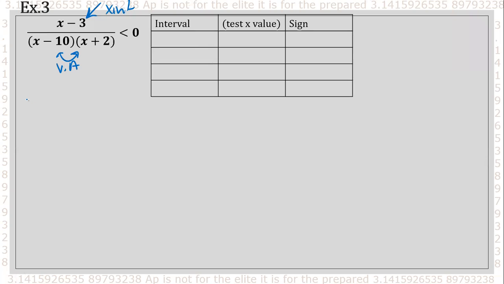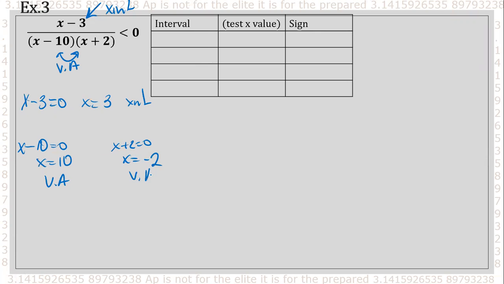So let's go ahead and solve for them to find their location. x minus 3 equals 0. So x is equal to 3. That is an x-intercept. We have x minus 10 equals 0. So x equals 10 is a vertical asymptote. And we got another one equals 0. That's x equals negative 2. Okay, so let's go ahead and graph this in our number line.